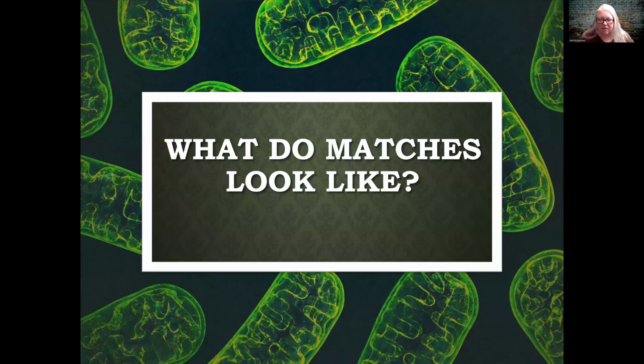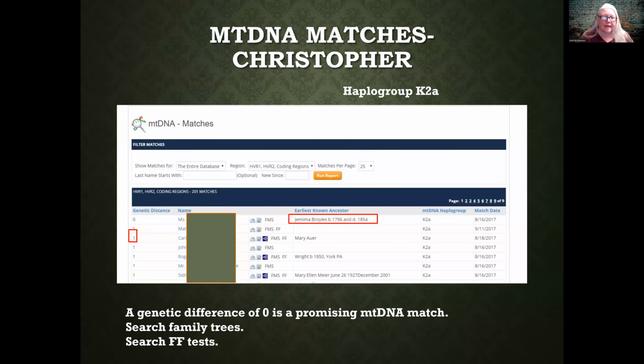So what do your matches look like? Let's look at Family Tree DNA so you can see what a mitochondrial match list looks like. So this is my husband's mitochondrial match list at Family Tree DNA. What you'll notice here is that he has 201 matches, and he has one match that's a 0 genetic distance. So let's review what that 0 genetic distance is.